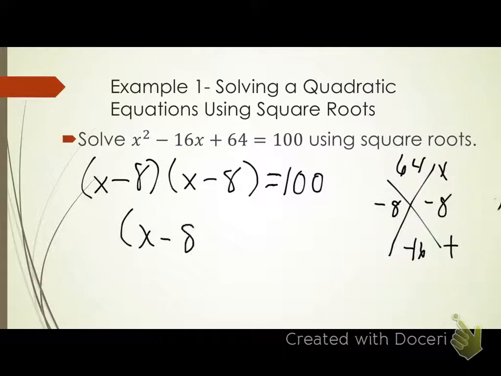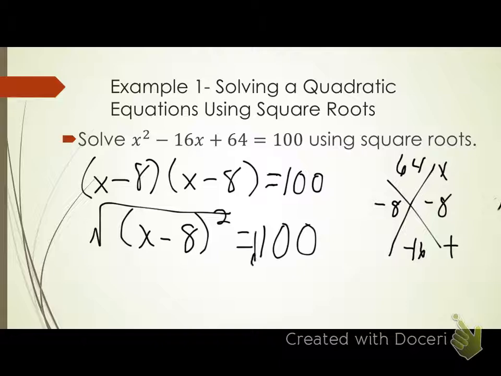Which, like we said, is just x minus 8 squared. Does everyone see that? Questions so far? How can I solve this now, if I'm solving this using square roots? How do I get rid of a squared term on something? Take the square root of both sides, right? If I take the square root of this, that squared is going to go away. So I'd just be left with x minus 8.